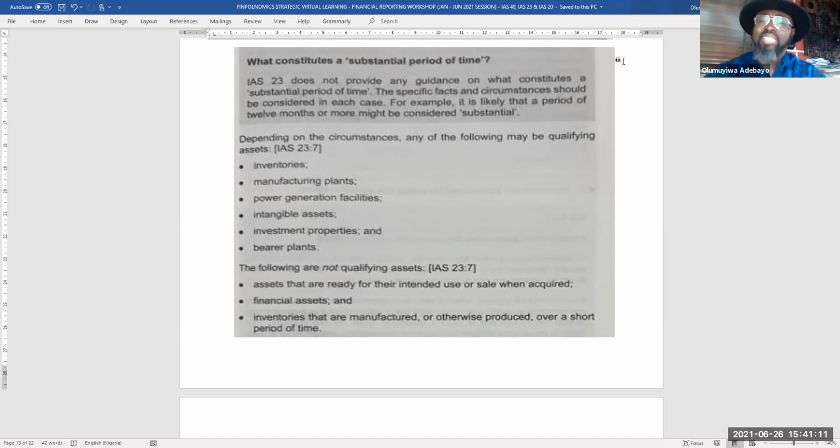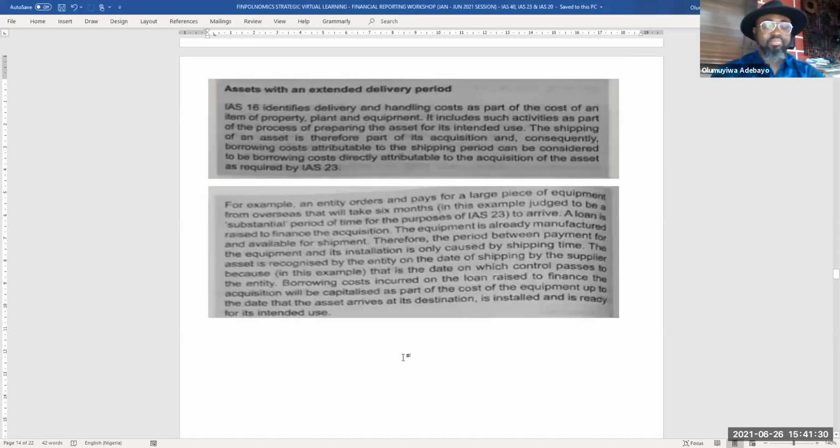Now, let's probe further the issue that borders on assets with an extended delivery period, or an extended period that it will take to be constructed or produced in order to be available for its intended use. Okay, let's look at this.